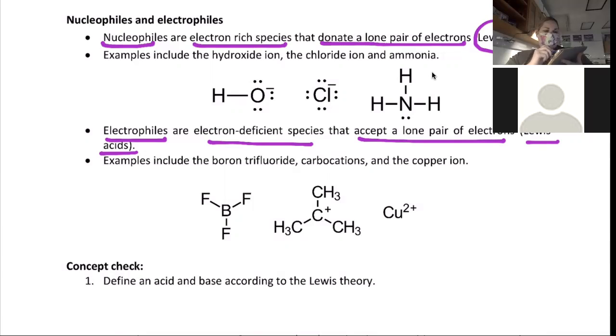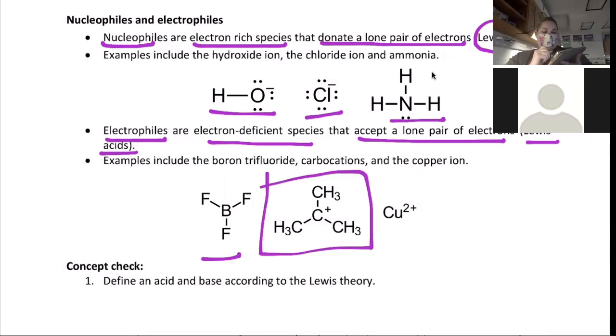The most common examples for nucleophiles: you have the hydroxide ion, the chloride ion, and ammonia, which we saw up there earlier. Boron trifluoride is a good Lewis acid. And then these things are called carbocations, because they have a positive charge, so it's a cation, and it has all of these carbon groups on it, okay? And then the copper ion, with those transition metal complexes.